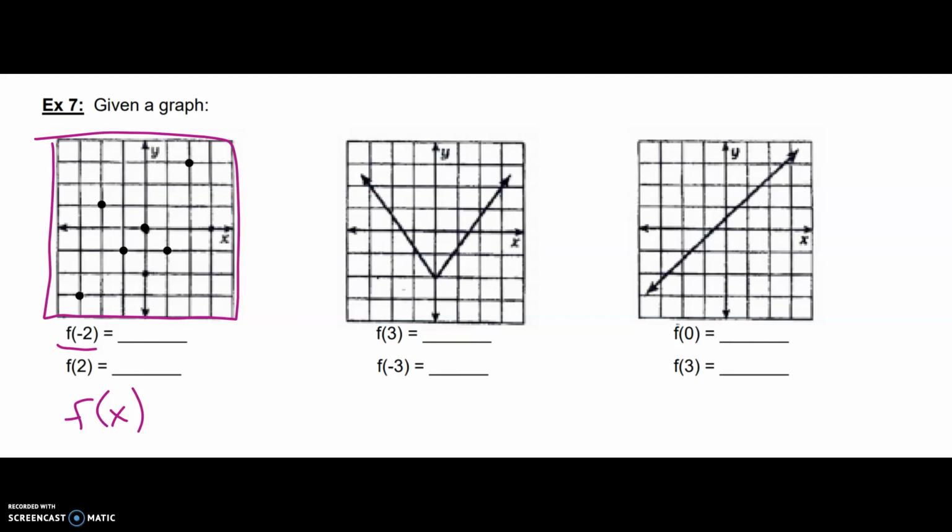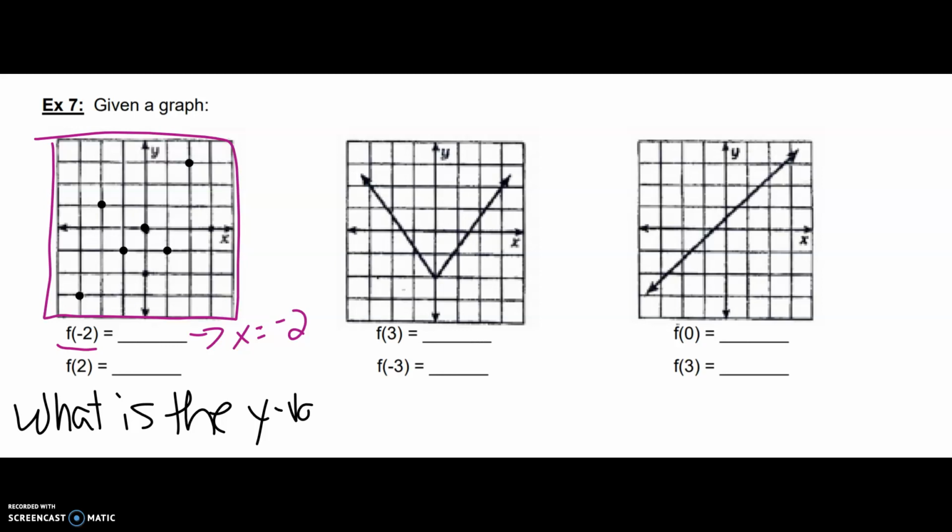So when we're looking at this picture of a graph, we're looking at where is x equal to negative 2. So when it says f of negative 2, it's asking us where is x equal to negative 2 and what is the y value. So the ultimate question that this is asking us right here is what is the y value? So that's what we're trying to establish.